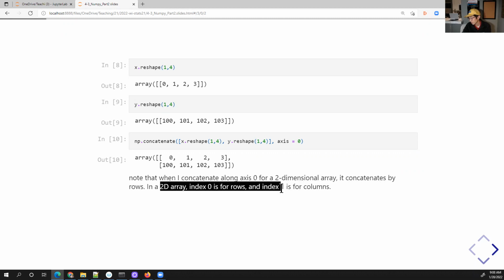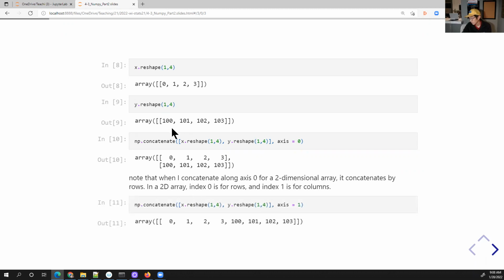So in a 2D array, the 0 index is for rows and the 1 index is for columns. Here, if I take the same thing, X reshaped into a 1 by 4 array and Y reshaped into a 1 by 4 array, and I say concatenate on axis 1, it extends the number of columns from 4 to a total of 8. All right, does that make sense how the concatenate works here? So here we've been calling np.concatenate, and we basically provided a list or a tuple of the arrays that we want to concatenate together.